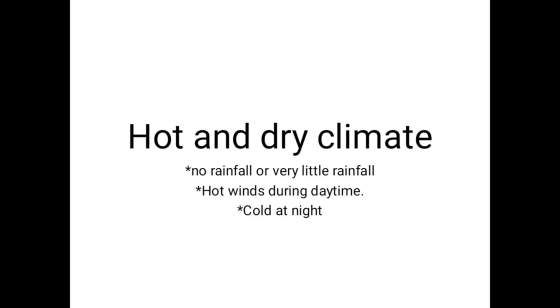Hot and dry climates. Hot and dry climates are basically the atmospheric conditions of a place where the temperatures are usually at high levels and there is hot wind or no wind at all. These are desert-like conditions. These characteristics are no rainfall or very little rainfall, hot winds during the daytime, and cold at night.